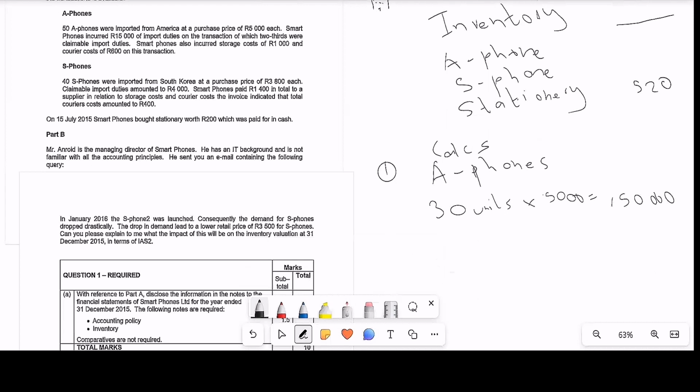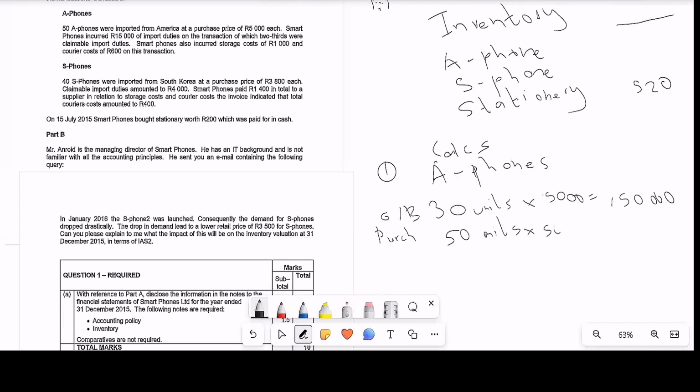Then okay, let's read the phones. They're saying phones were imported from America. So here I'm gonna say purchases. I'll just put a P and try and write it, purchases, so that we can see this was the OB, opening balance. So here they are saying they bought 50 units. And then they are saying these 50 units cost 5,000 each.